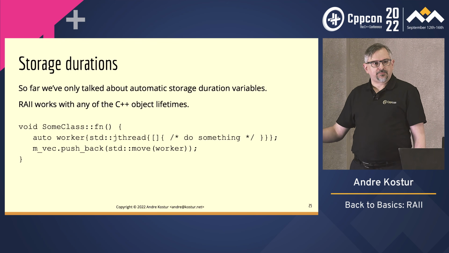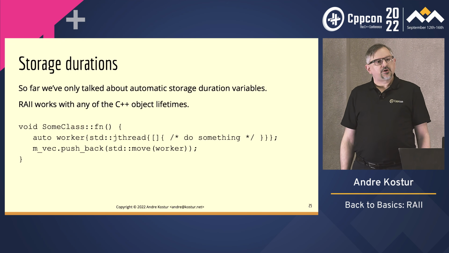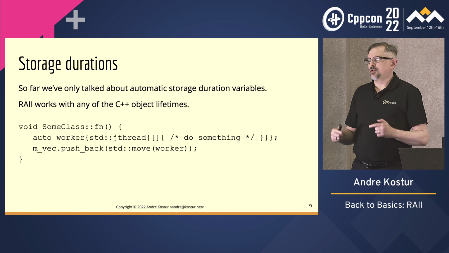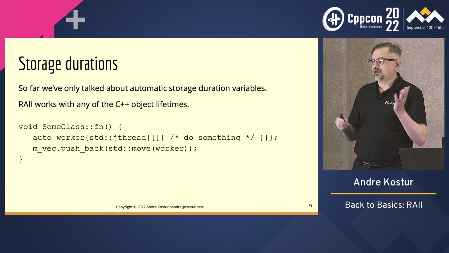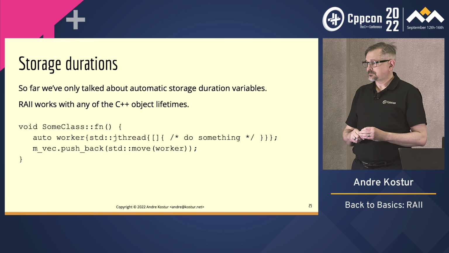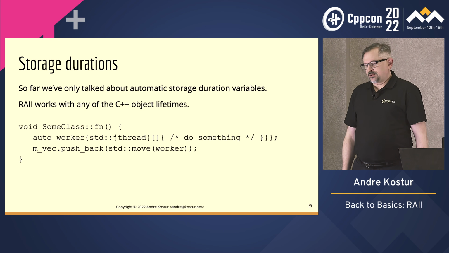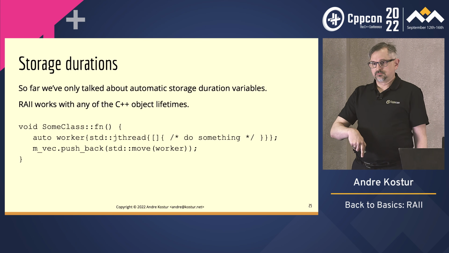So throughout this entire example, I talked about variables with automatic storage duration. This whole thing isn't dependent on the C++ object lifetime, so however the objects start their life and end their life are applicable. So it doesn't have to just be local objects. I could do things such as create this worker thread as a std::jthread, and I can push it into a vector.